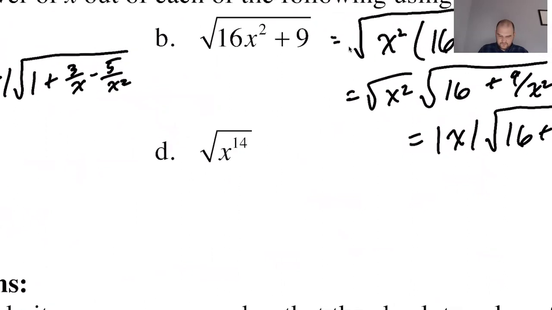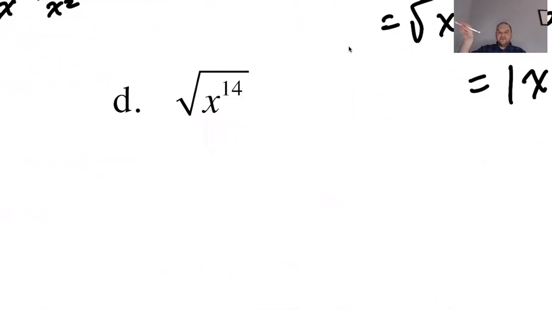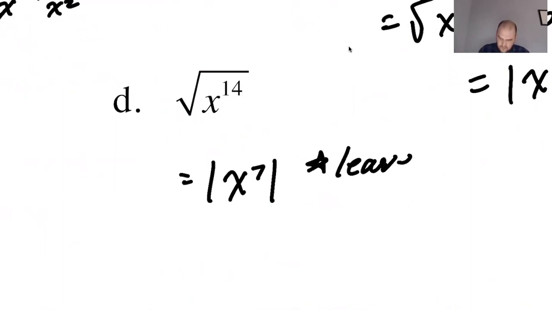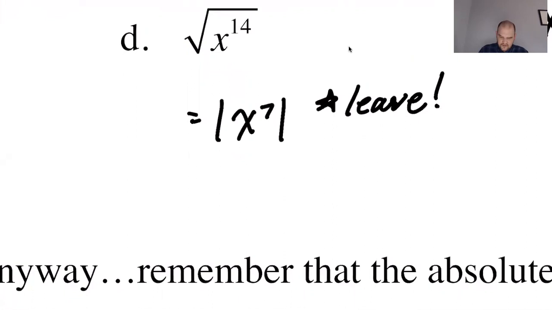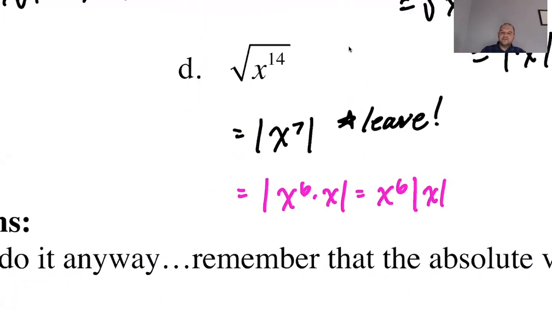Here, let's see. So this one, there's really nothing much to do. So x to the 14th to the 1/2 is x to the 7th, but absolute value, which I would definitely leave. But you could, let me change color here and do some weird random garbage. This is the same as the absolute value of x to the 6th times x. And then the absolute value of x to the 6th is just x to the 6th. We could do that if you needed to. I can't think of a scenario where you need to do that.